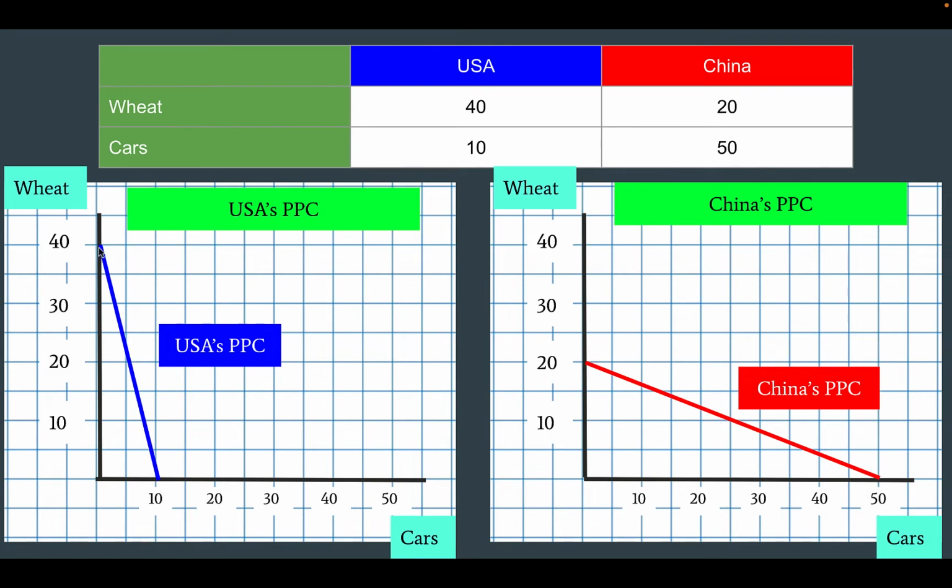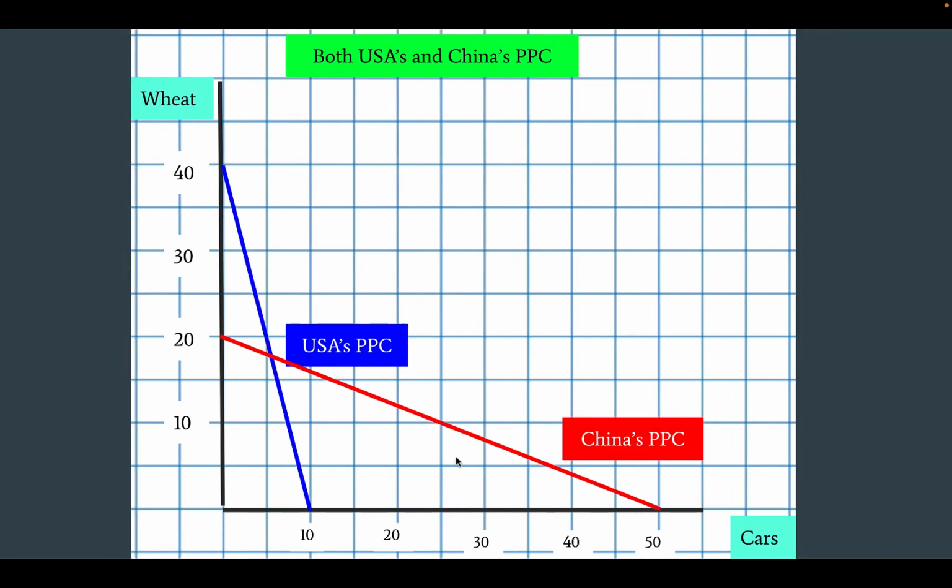They can produce either 40 units of wheat in a day or 10 cars in a day in America, or 20 units of wheat in a day or 50 cars in a day in China. Now, if we put them on the same graph, we should be able to see who is best at producing what. Which country has the absolute advantage in the production of what good? The answer is America has the absolute advantage in terms of wheat, because one worker with 1 acre of land with one machine for one day can produce 40 bushels, whereas the same exact quantity and quality of resources in China produces 20.